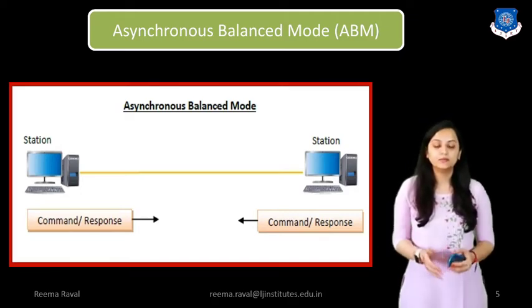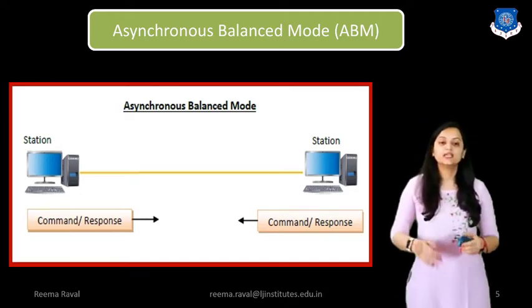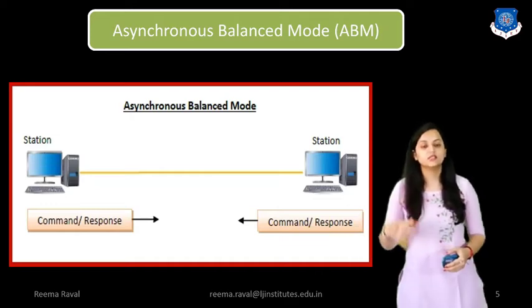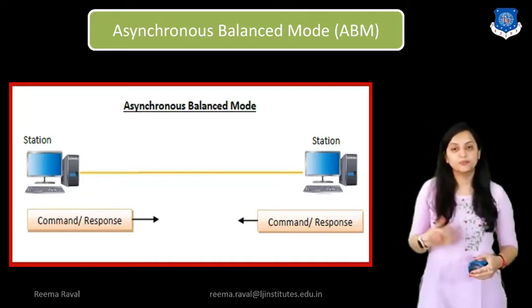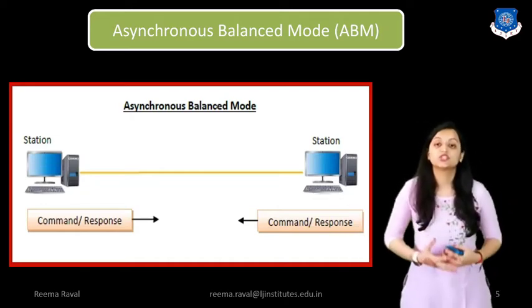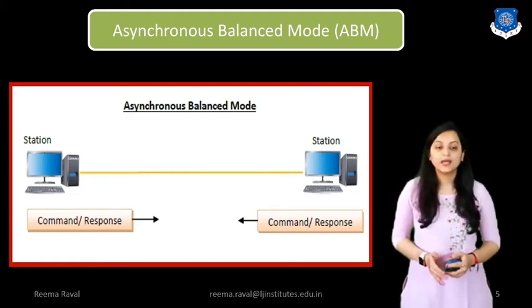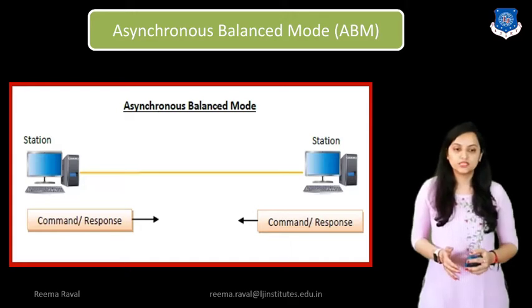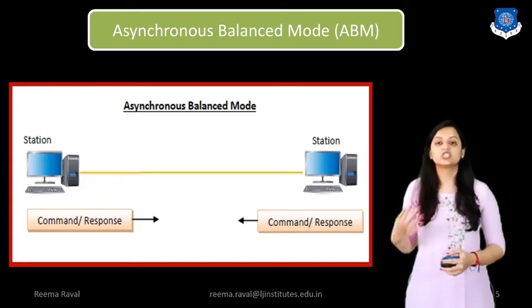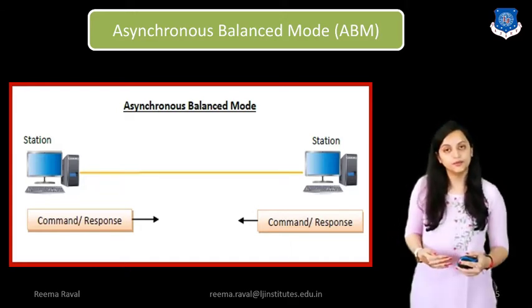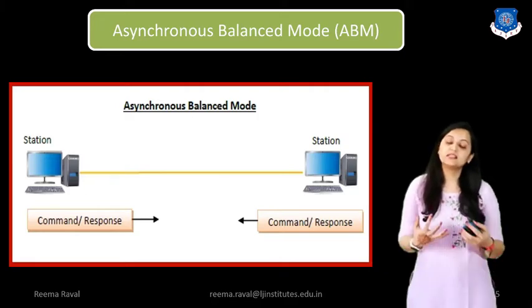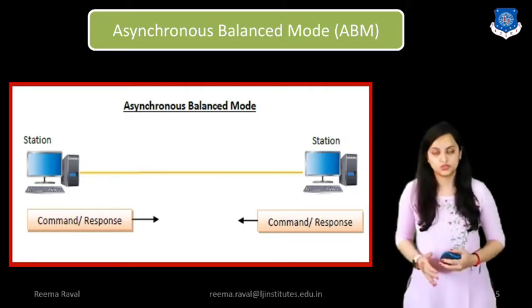That means at a time a particular station can give a command as well as a response, that can be as the primary station or the secondary station both. That is called asynchronous balanced mode. That means in this kind of mode of transmission, the particular station can give a command, as well as if a command is received by it, it can give a response to that.